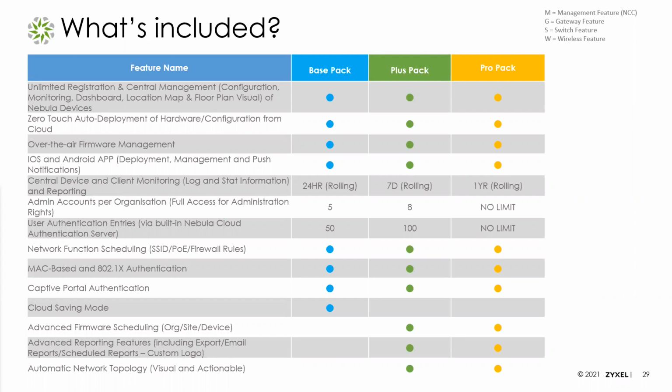All of them give you access to the core functionality of the devices, setting up different SSIDs, managing PoE, firewall rules, etc. All of them give you access to MAC filtering and 802.1x authentication. All versions give you access to captive portal authentication. So now let's talk a little bit about where we start running into differences. So one of the differences here has to do with log information.